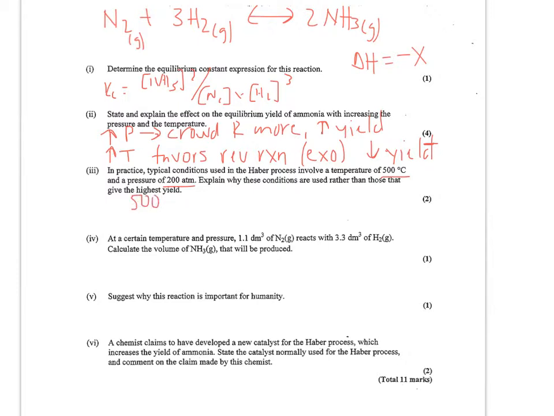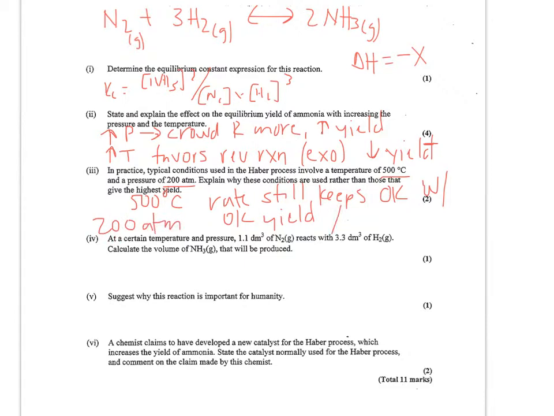The 500 degrees doesn't decrease the rate so much, still keeps the rate okay with an okay yield, because we want the higher temperature for the rate, but we don't want the higher temperature for the yield. The 200 atmospheres and the 500 degrees both keep things at a decent cost. Cost is bearable and safety is doable under these conditions. Much higher for either temperature or pressure, and the cost goes way up, as well as safety concerns.